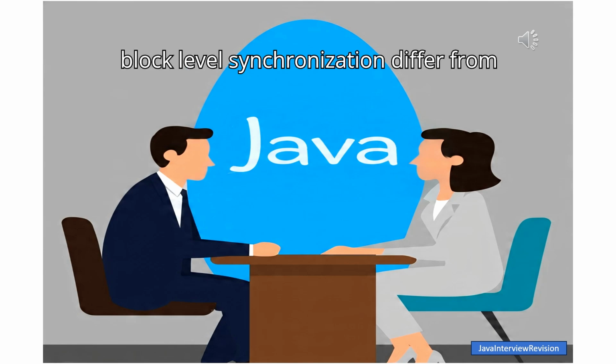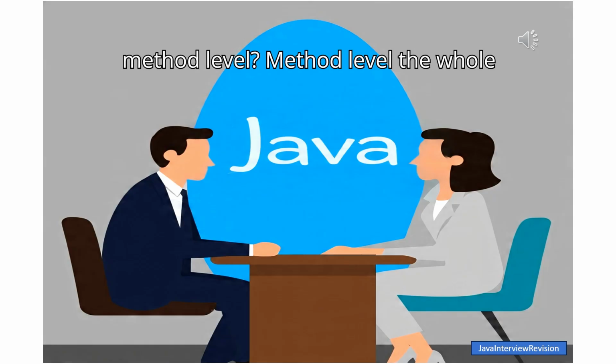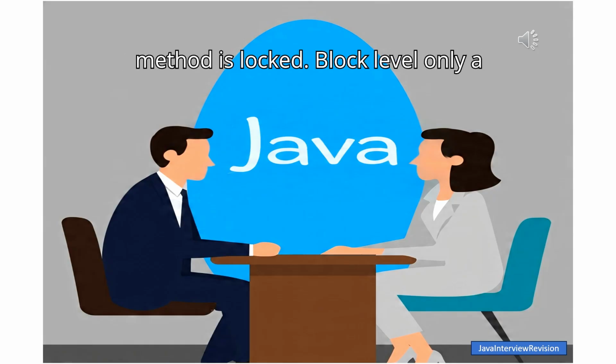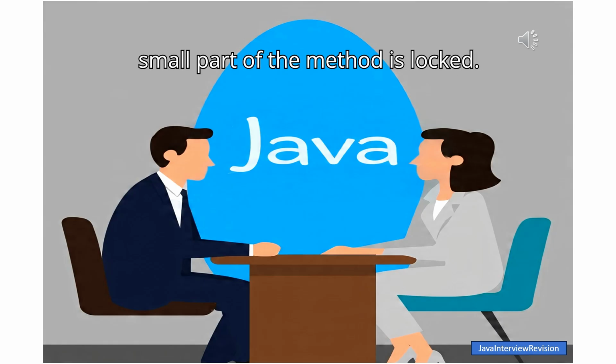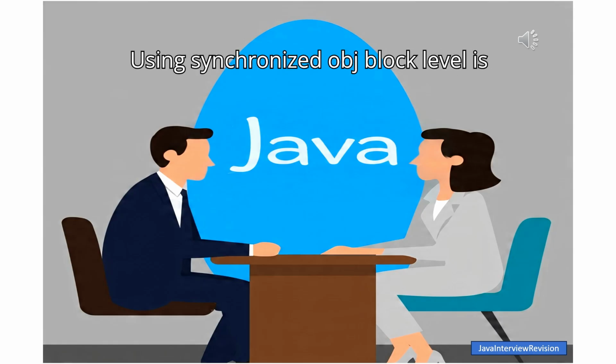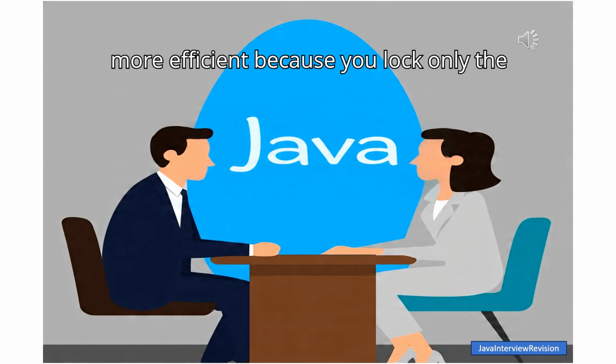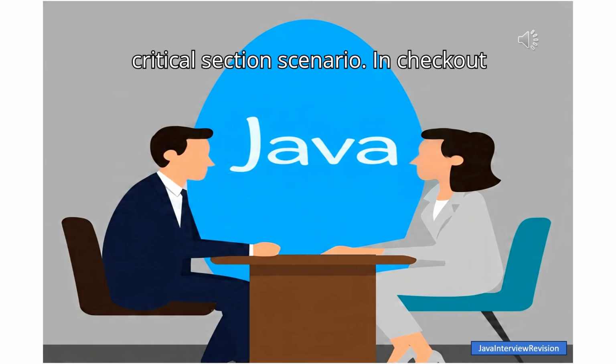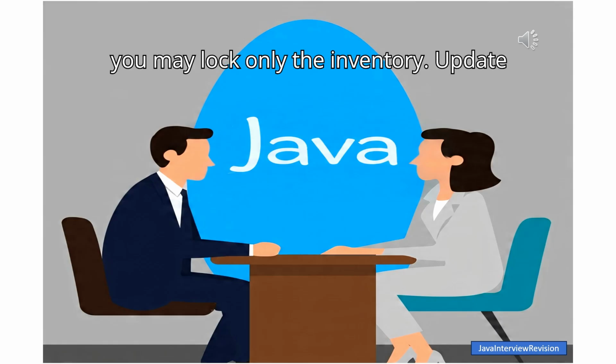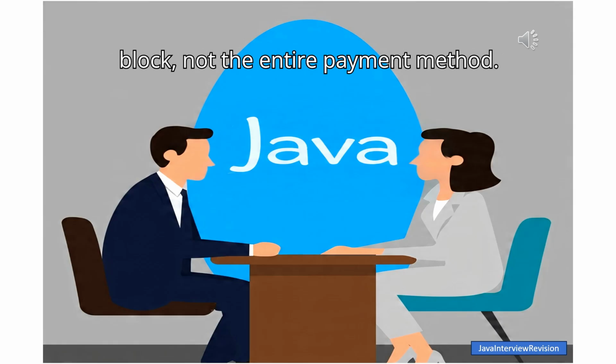How does block-level synchronization differ from method-level? Method level: the whole method is locked. Block level: only a small part of the method is locked using synchronized(obj). Block level is more efficient because you lock only the critical section. Scenario: in checkout, you may lock only the inventory update block, not the entire payment method.